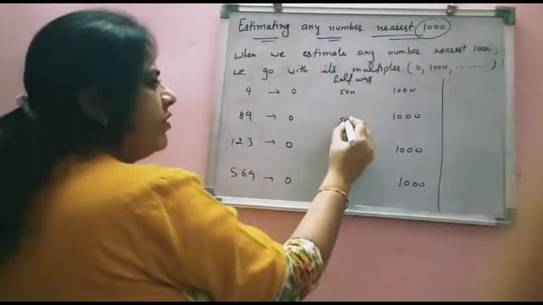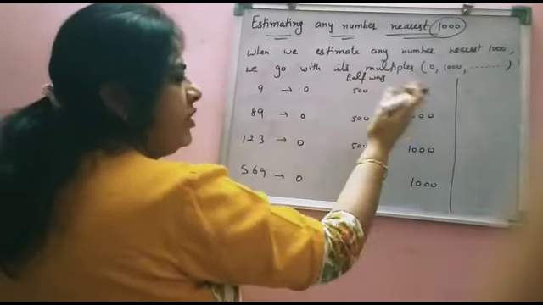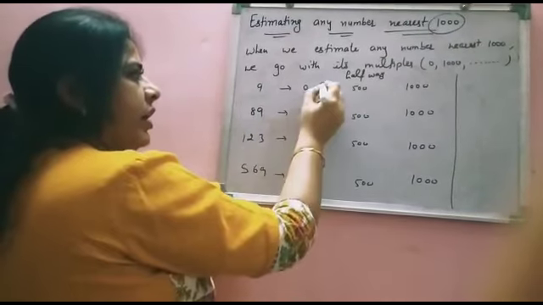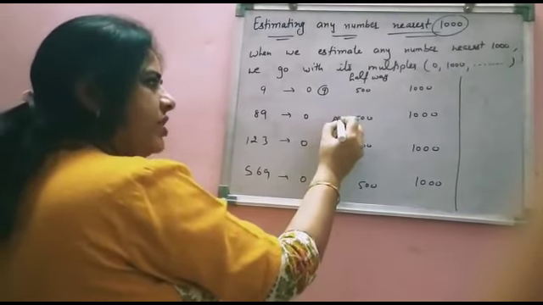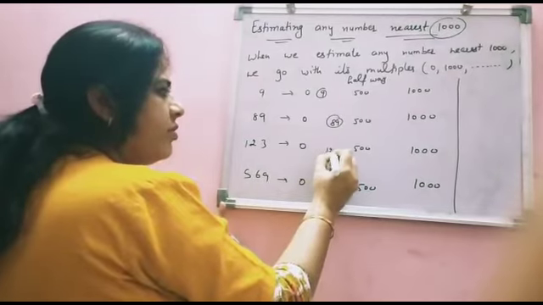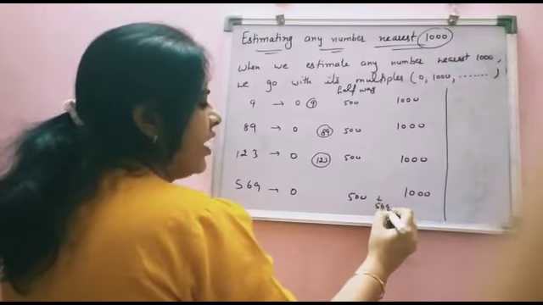500. Halfway means half of 0 and 1000. 9 is less than halfway. 89 is also less than halfway. 123 is also less than halfway. 569 is more than halfway.